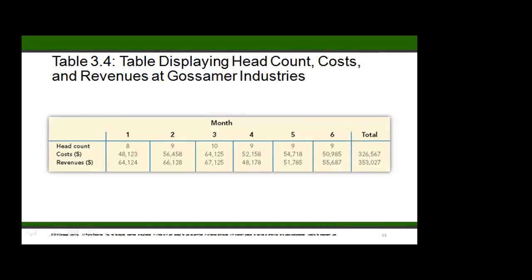Costs and revenues are measured in dollars, but headcount is measured in number of employees. Although all these values can be displayed on a line chart using multiple vertical axes, this is generally not recommended because the values have widely different magnitudes. Costs and revenues are in the tens of thousands, whereas headcount is approximately 10 each month. It would be difficult to interpret changes on a single chart. Therefore, a table similar to Table 3.4 is recommended.